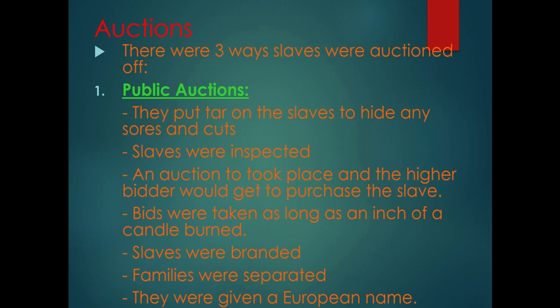Families were separated, so a slave may not stay with their family. More often than not, they did not get to stay with their family. And then they were given the name of the slave owner. They did not get to keep their born name. They had to take the name of the slave owner.